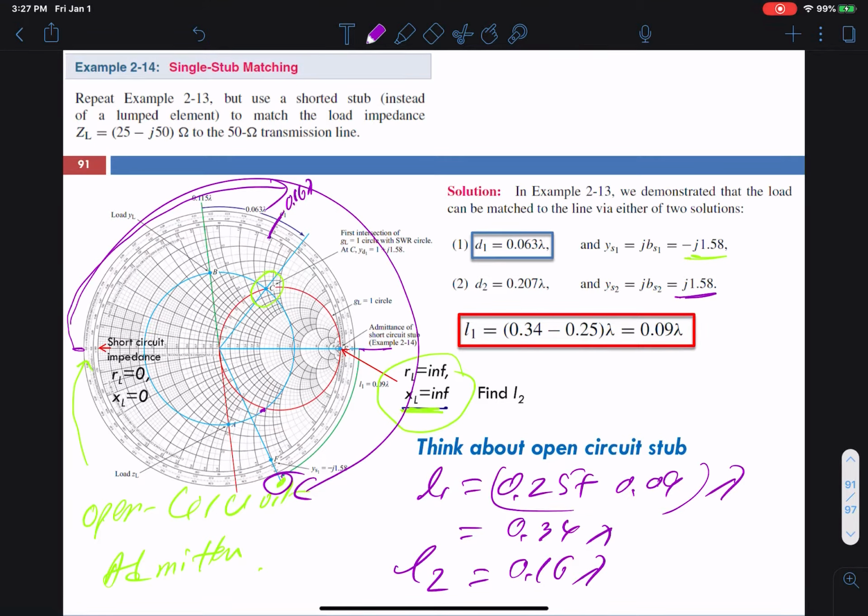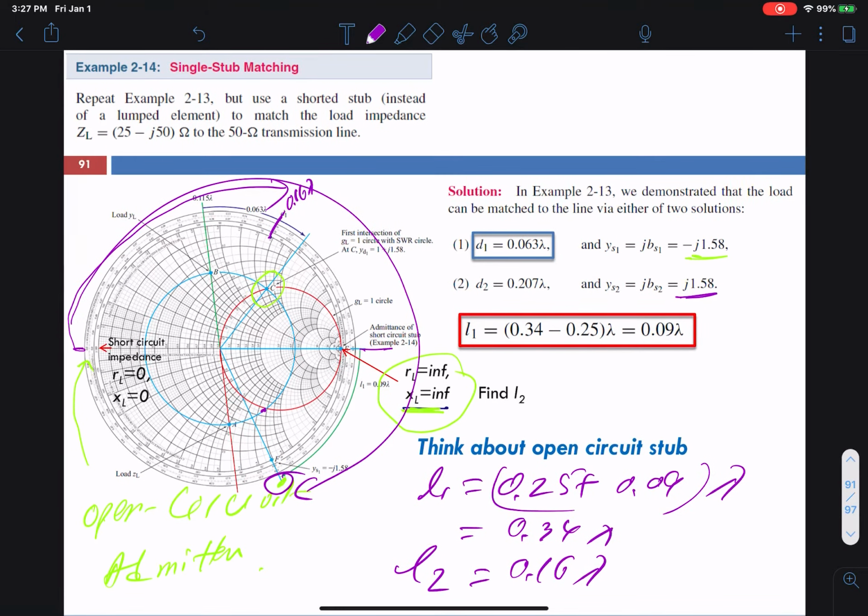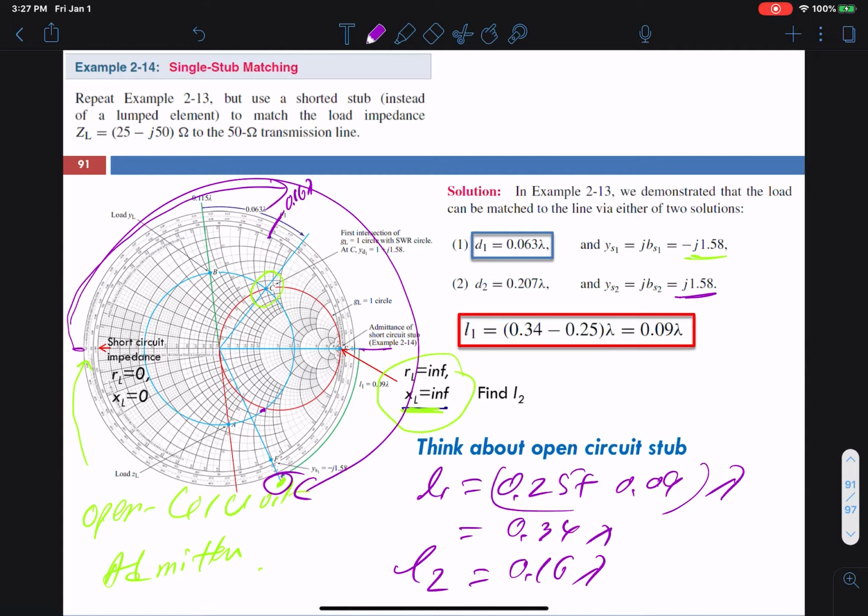All right, so hopefully you understand. You can also use a short circuit or open circuit stub to do the matching, and that depends on where you are and what point you are using. You just have to walk from your open circuit admittance at this point, or short circuit admittance at that point, to that point. That's the distance you need for the stub.